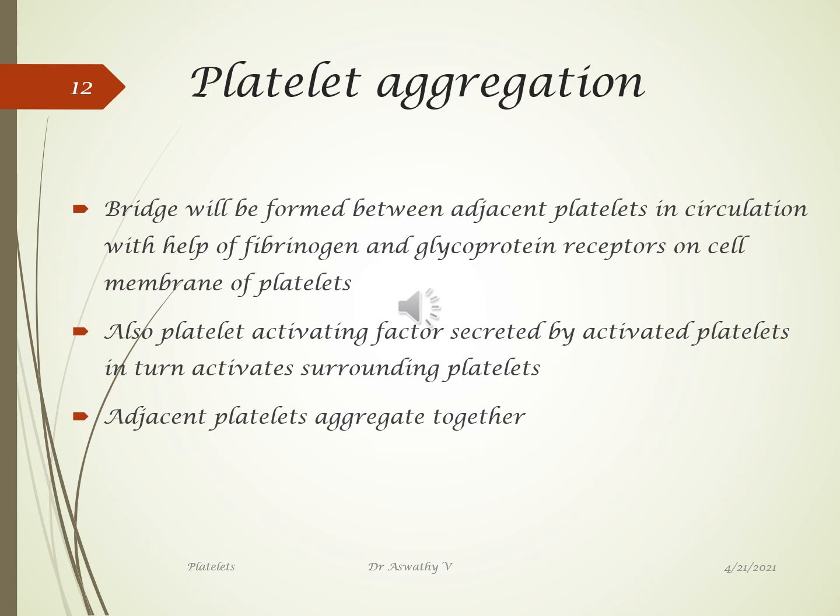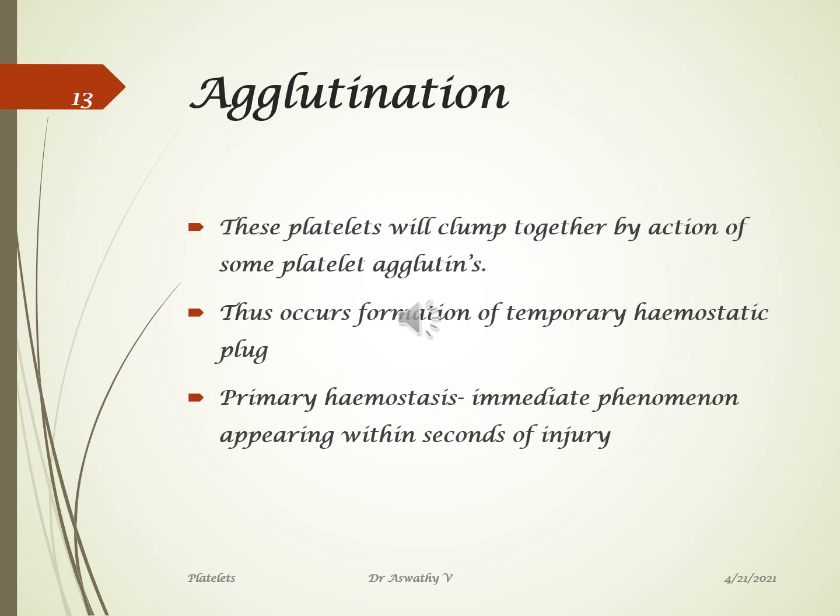So platelets adhere to the subendothelium, then more platelets get aggregated together at the site of disruption of endothelium. Then these aggregated platelets will clump together, and that is by the action of certain agglutinins. And this process is called agglutination of platelets. Together, this adhesion, aggregation and agglutination will help in the formation of the temporary hemostatic plug.